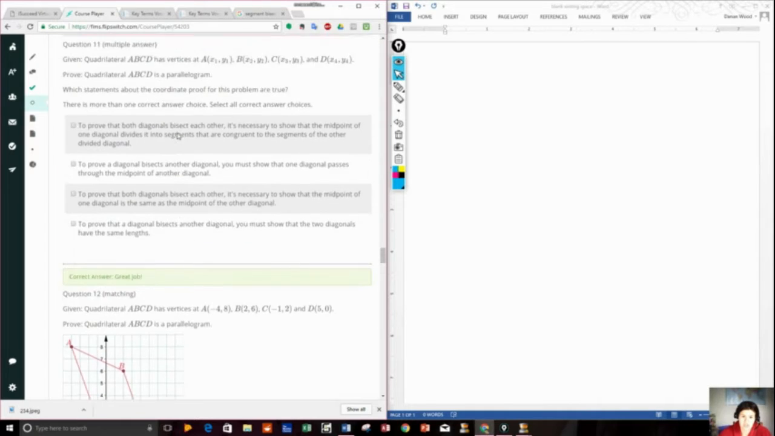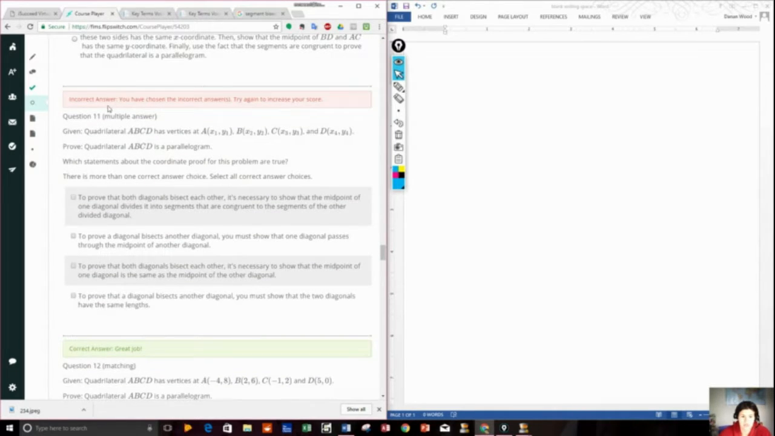It says great job. Okay, so now question 11. Given that quadrilateral ABCD has vertices A (x1, y1), B (x2, y2), C (x3, y3), and D (x4, y4), prove that the quadrilateral ABCD is a parallelogram. Which statements about the coordinate proof for this problem are true? There is more than one correct answer choice. Select all correct answer choices.